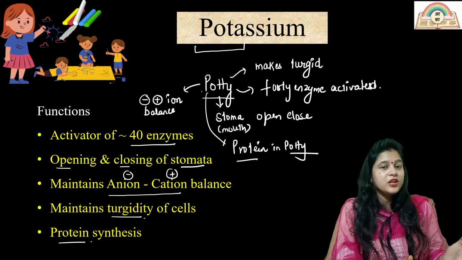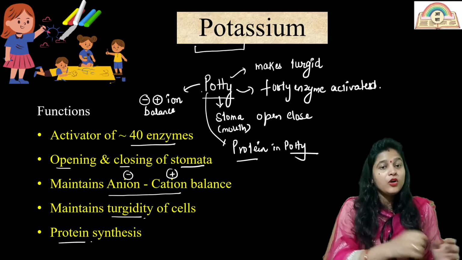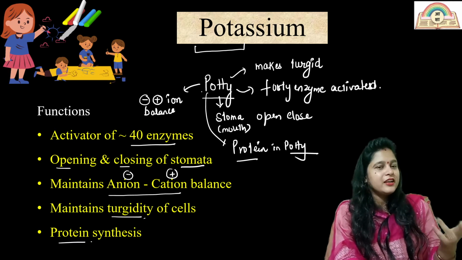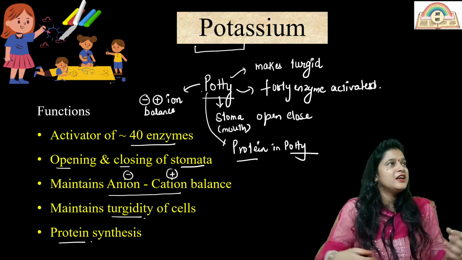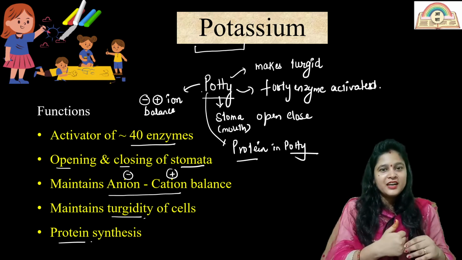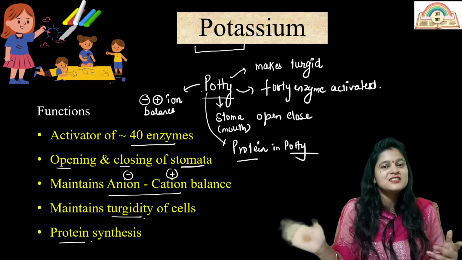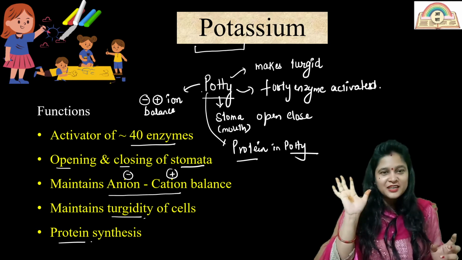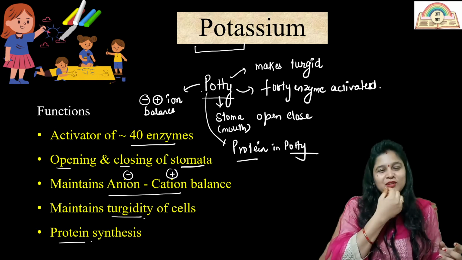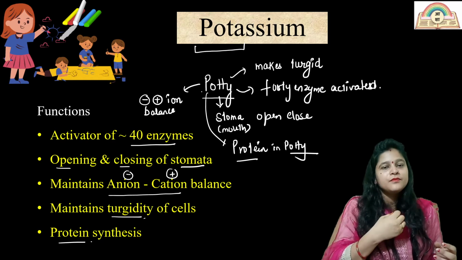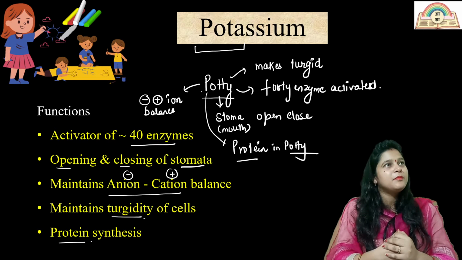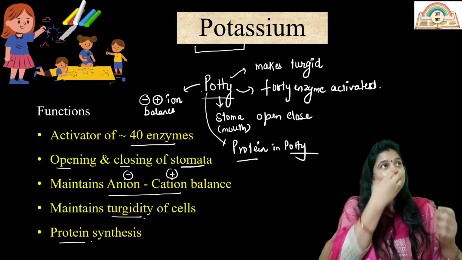Now, the code here is potty 40 enzyme activated. After doing the potty, 40 enzymes get activated. Suppose kids or anyone does potty and after that everyone becomes hungry, right? So all the enzymes will be activated. You can remember about 40 enzymes. Potty 40 enzyme activated. After doing the potty, stoma, actually the word stoma is used for mouth, open and close, because we open and then close after eating things. So after doing potty, people become hungry. So 40 enzyme activated, stoma open, close.